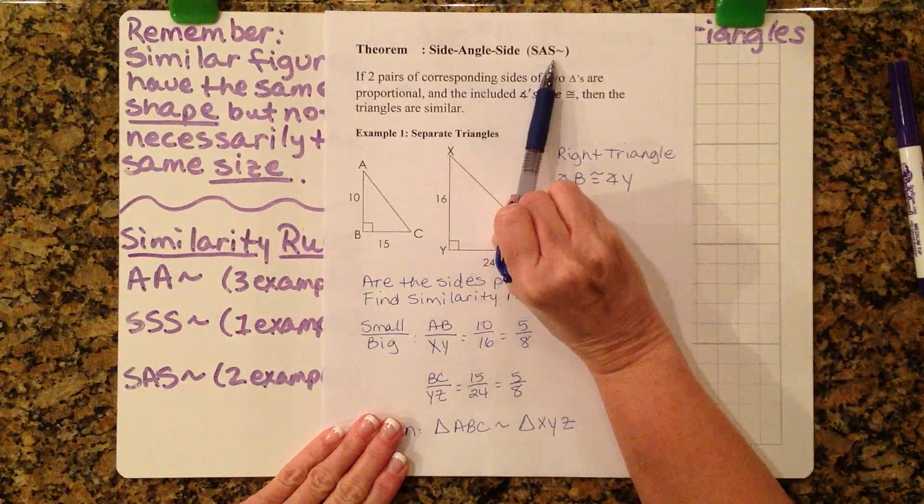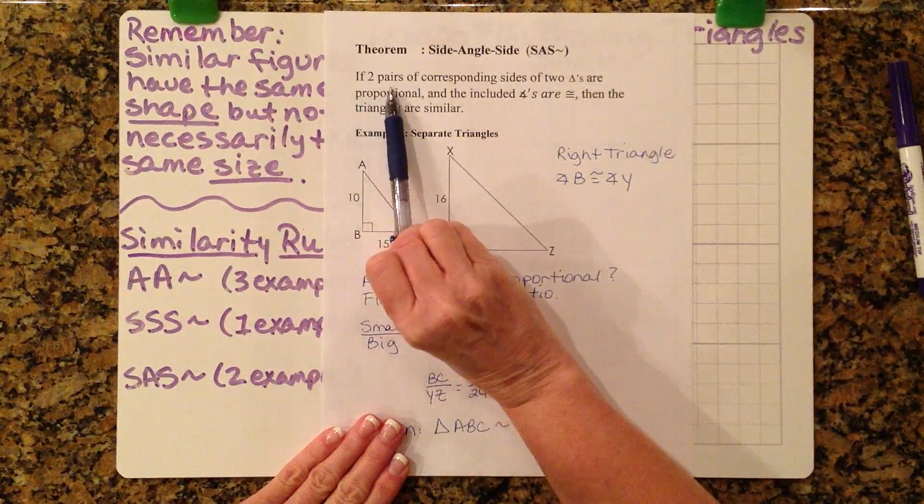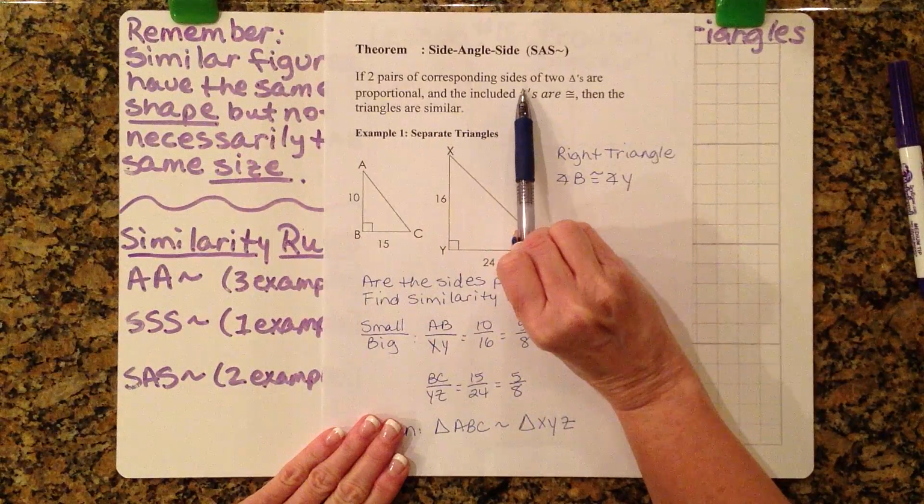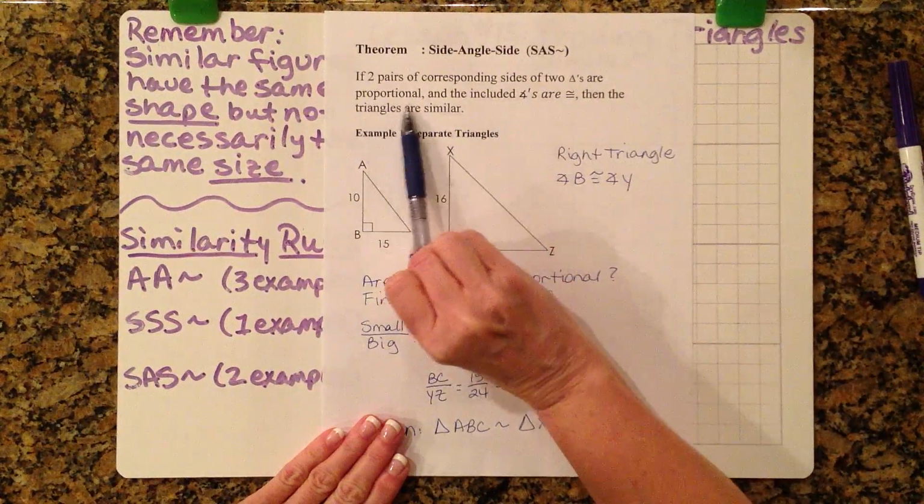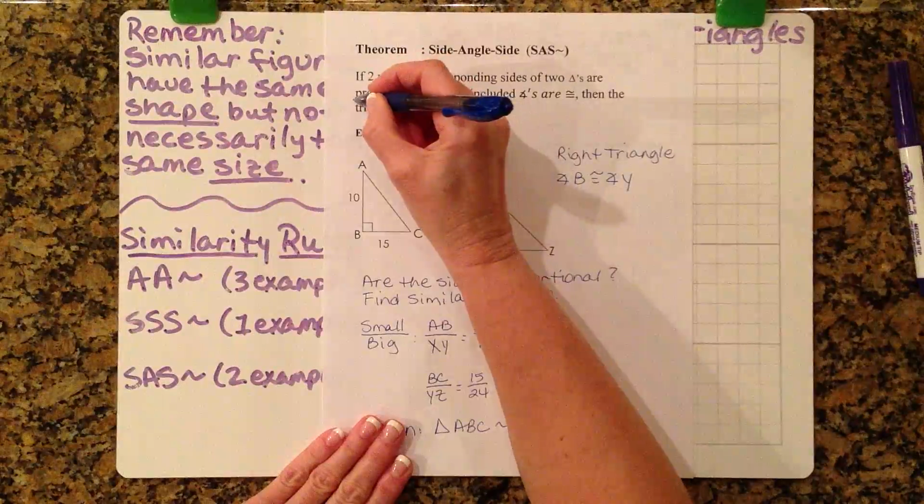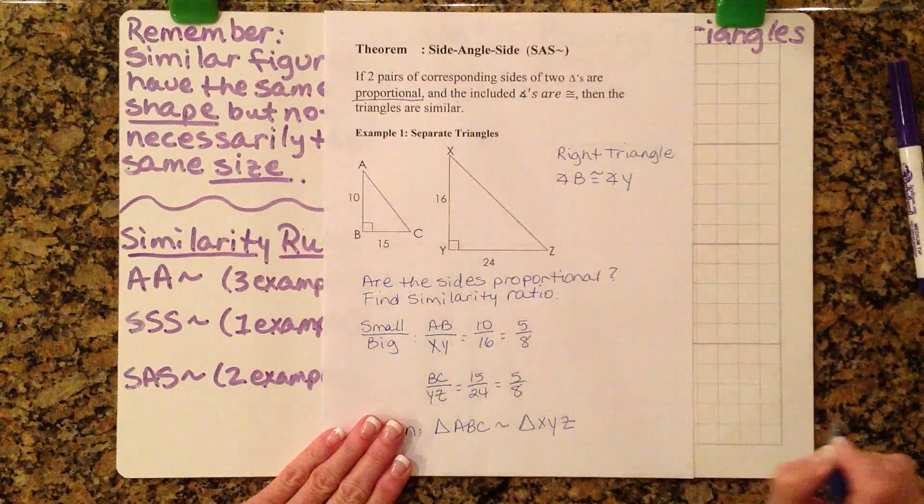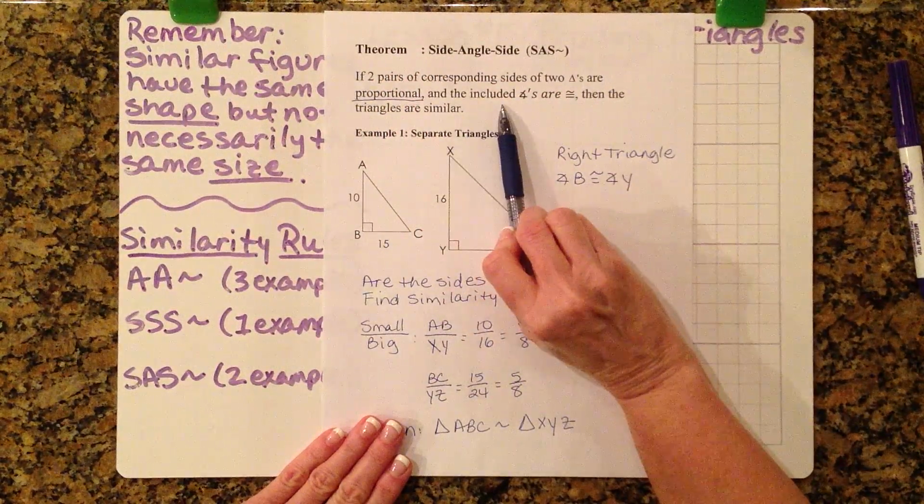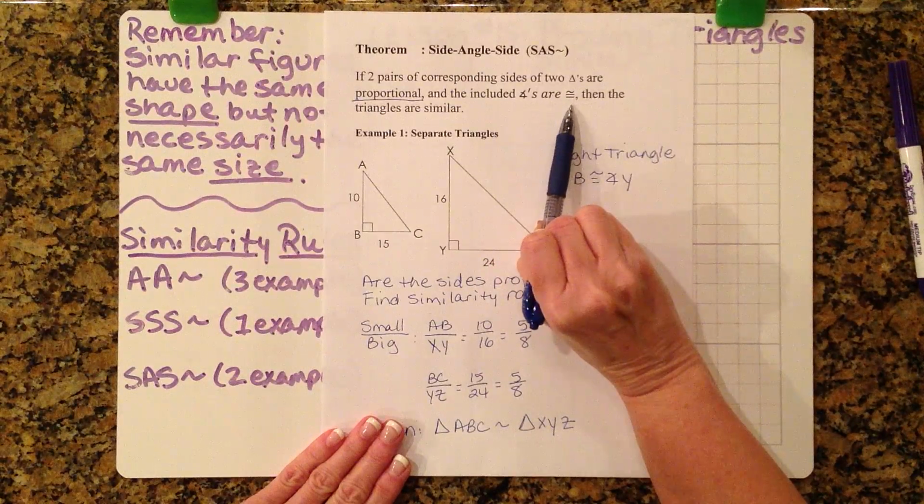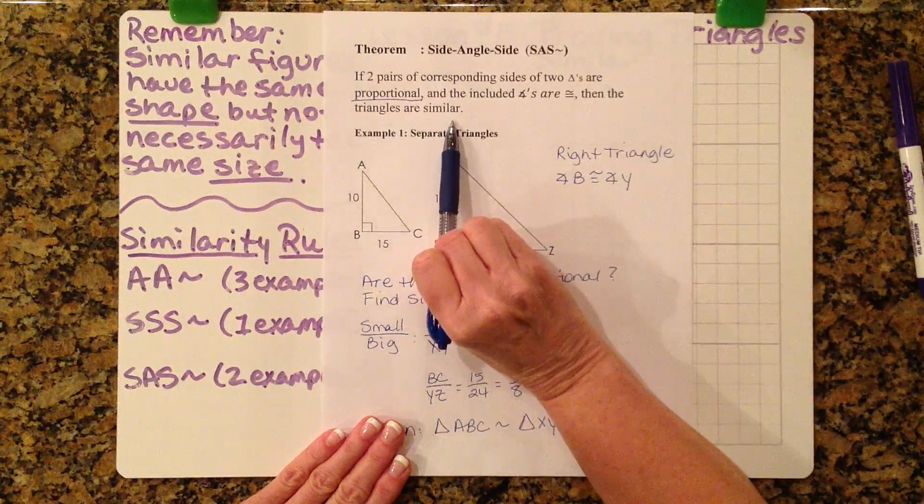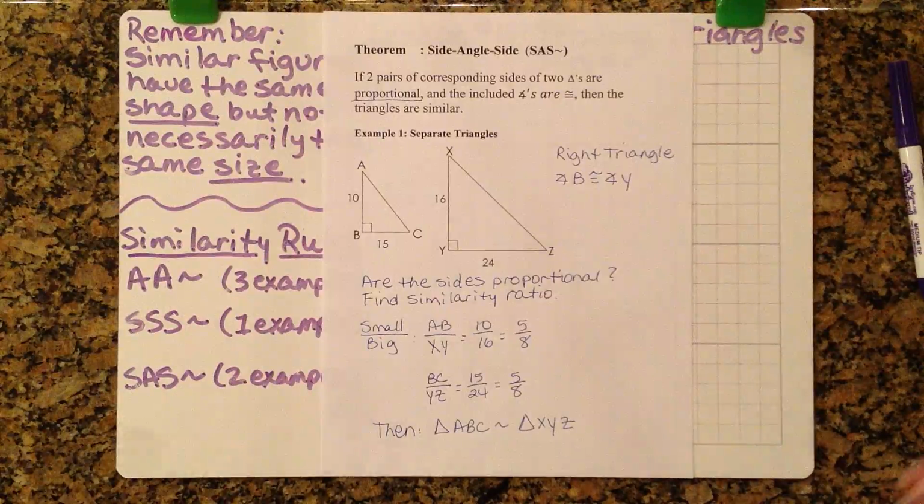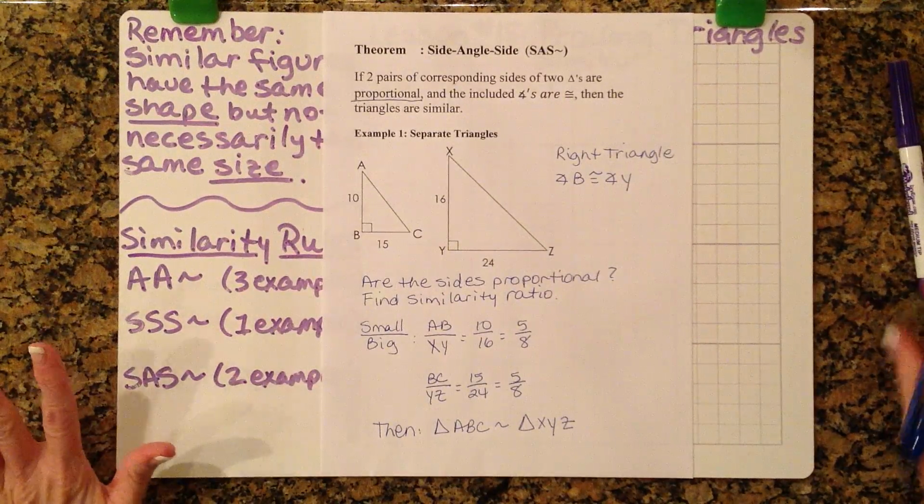So for side, angle, side similarity, if two pairs of corresponding sides of two triangles are proportional, they don't have to be the same length, they have to be proportional, and the included angles are congruent, then the triangles are similar. So here's an example. There's two examples that I'm going to give you.